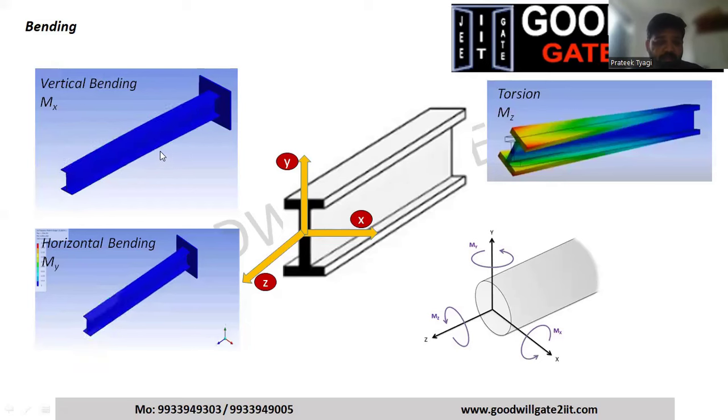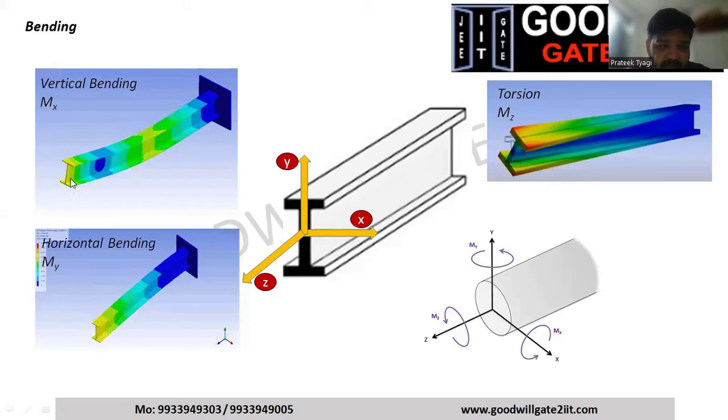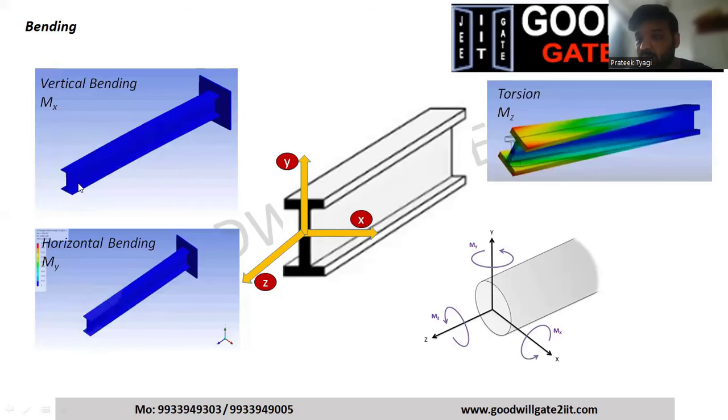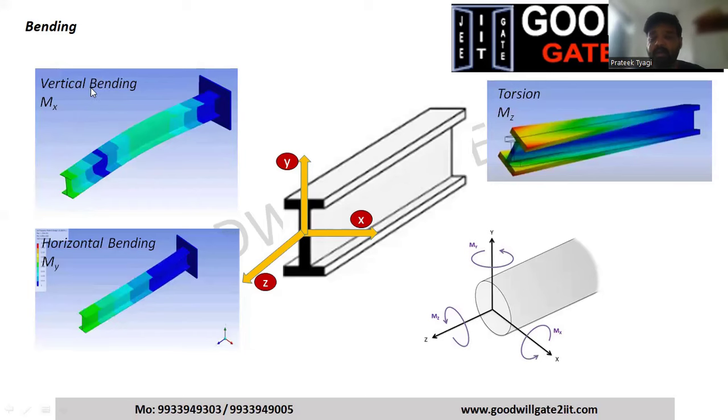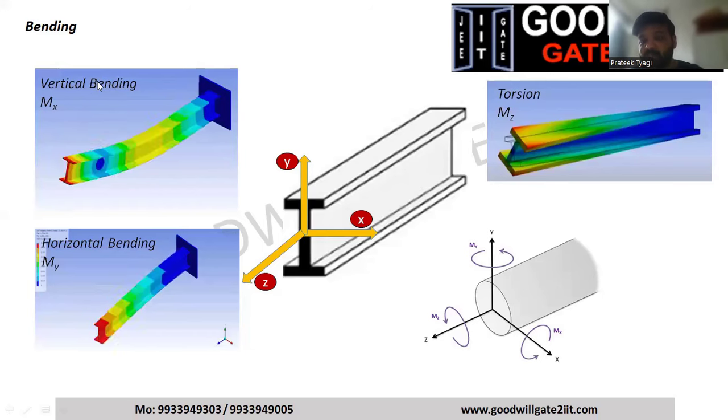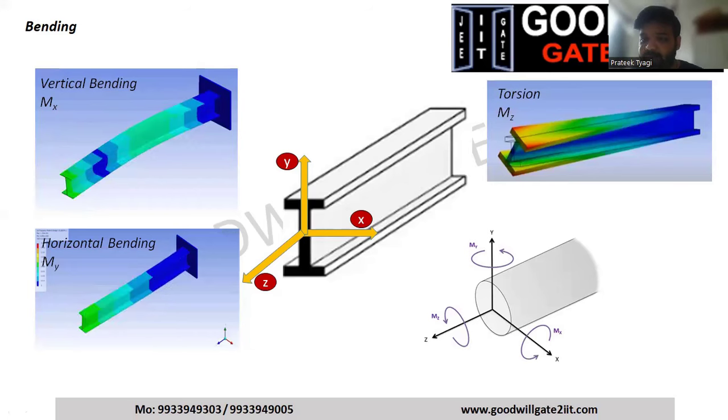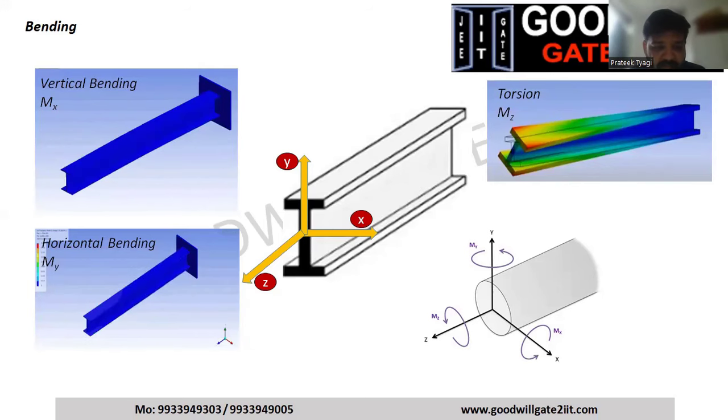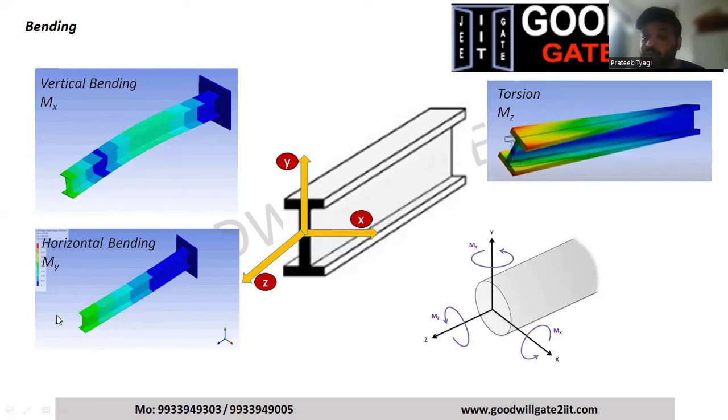Understand now. If you see this beam, clearly observe, it is going up and down. Correct? This beam is going up and down. This is known as vertical bending of a beam. When a beam is going up and down, it is known as vertical bending. If you see in the next, this beam is bending in the horizontal plane.